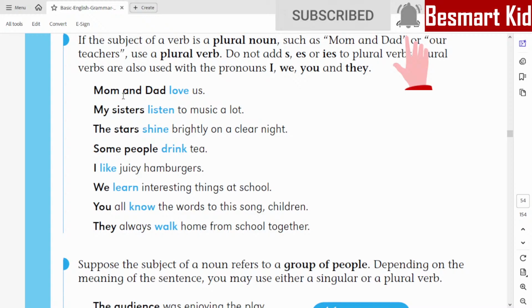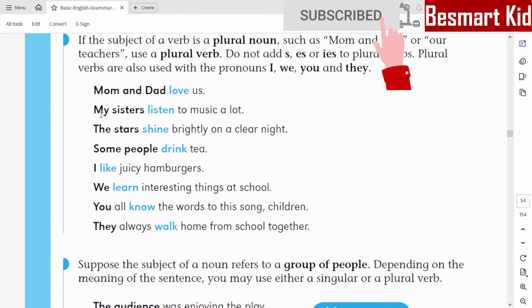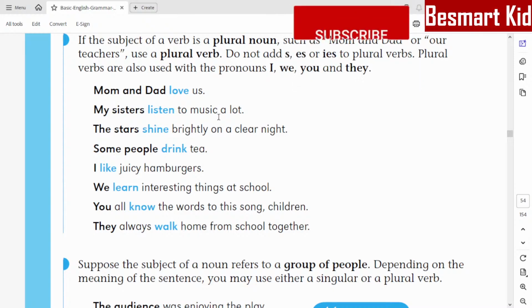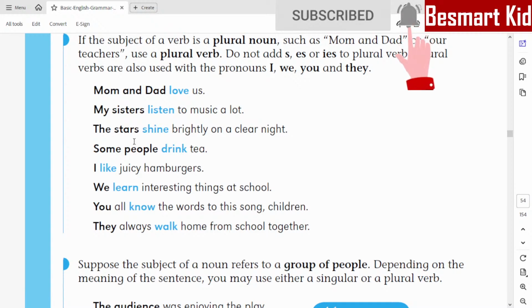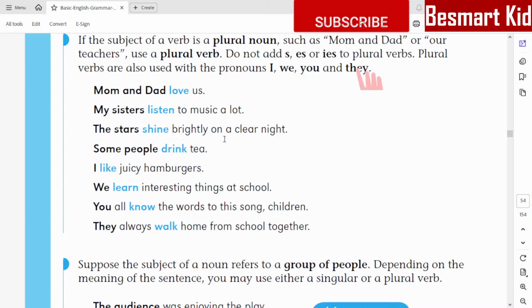Mom and dad love us. My sisters listen to music a lot. The stars shine brightly on a Korean night. Some people drink tea.